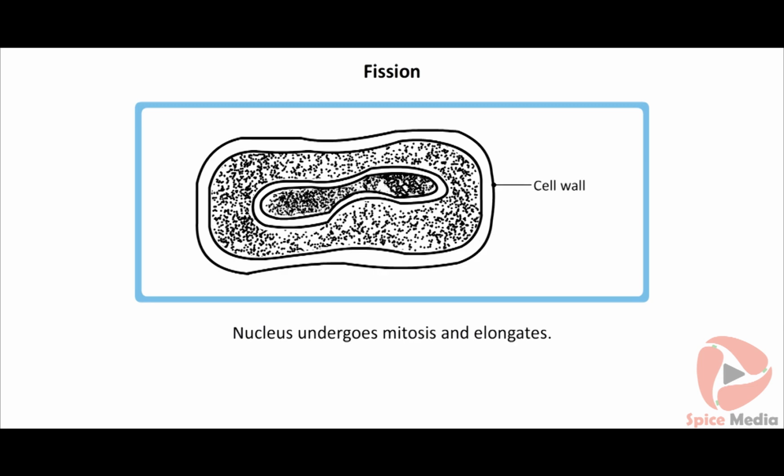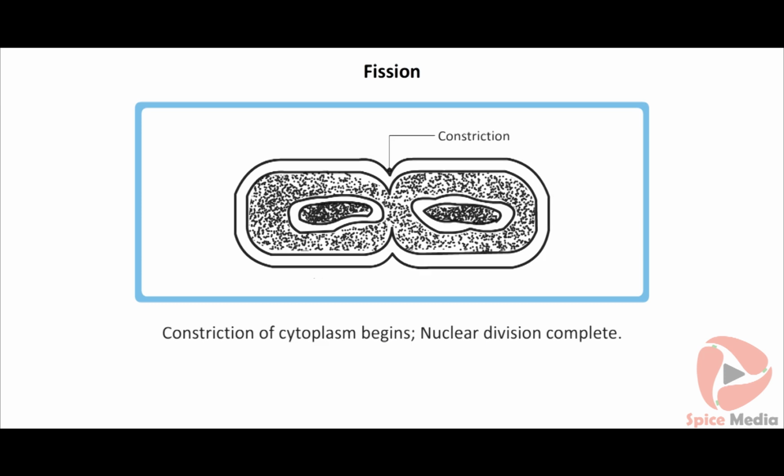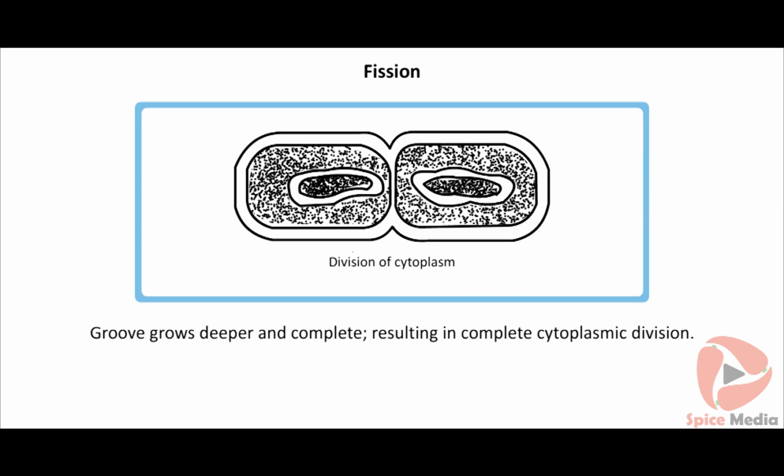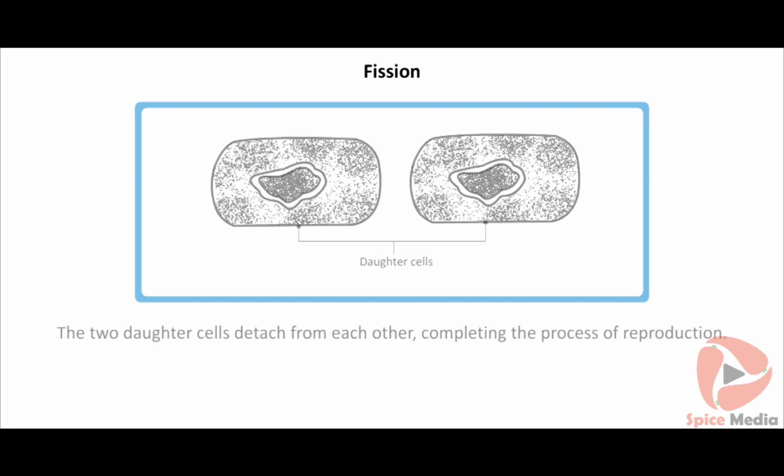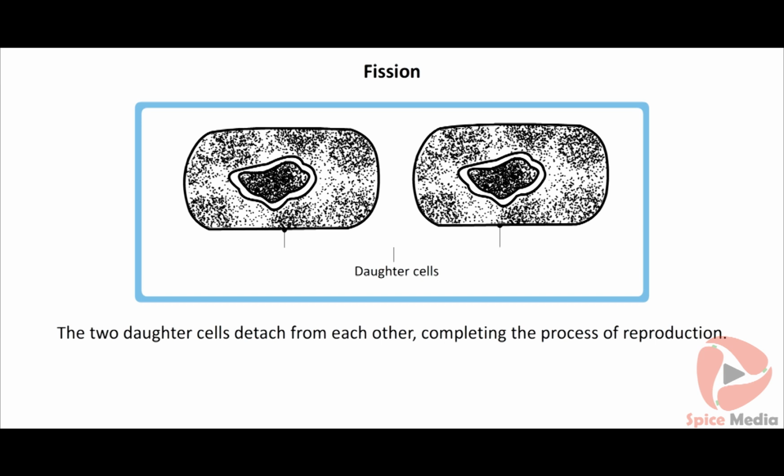During fission, the parent cell elongates and is subjected to mitotic division. Nucleus of the parent cell elongates and divides into two equal halves. A constriction appears from the cell wall towards the center, dividing the cytoplasm. The constriction grows deeper and deeper, and once complete, it divides the cytoplasm. This process of division of a single parent cell into two daughter cells is called binary fission.